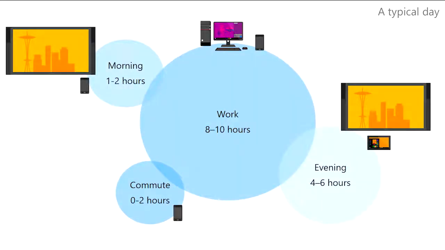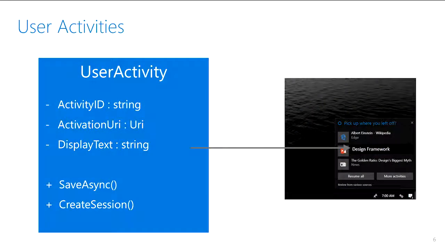Let's talk about a typical day. Our time each day is spread across multiple devices. We might start in the morning watching TV, use our phones on the bus ride to work, switch over to a PC once we get to work, and then in the evening once we get home, it's back to our television, our tablet, and our phones. When a user's attention is divided across so many different devices, how can you, as an app developer, get users to re-engage with your applications on each device that they pick up? Project Roam and user activities seek to solve that problem for you.